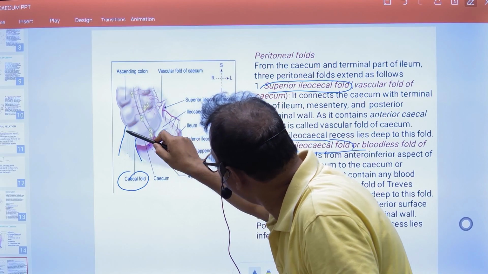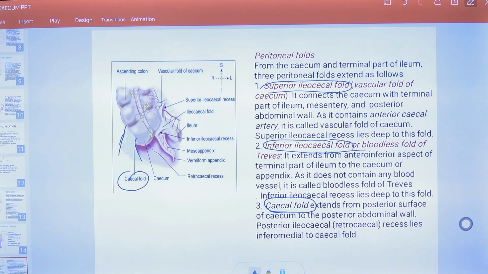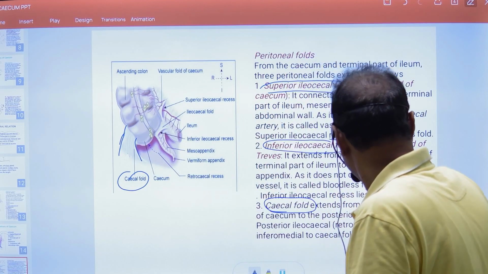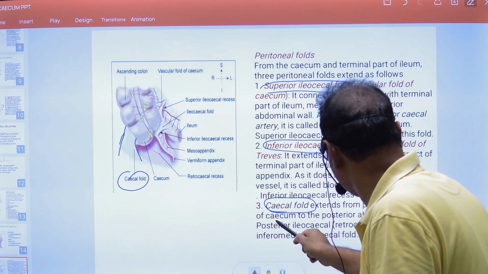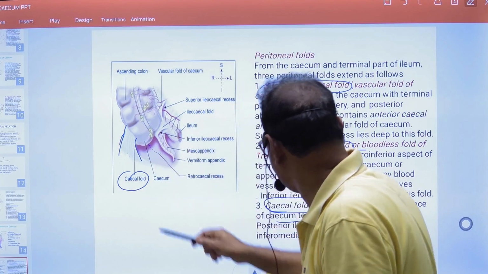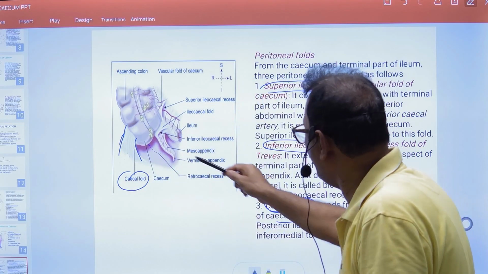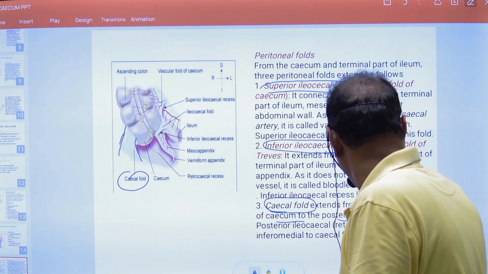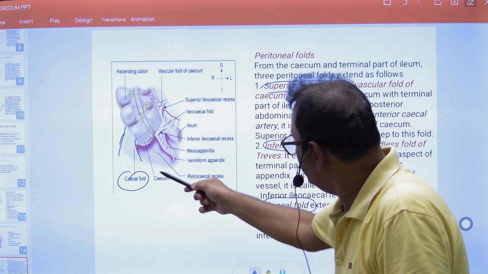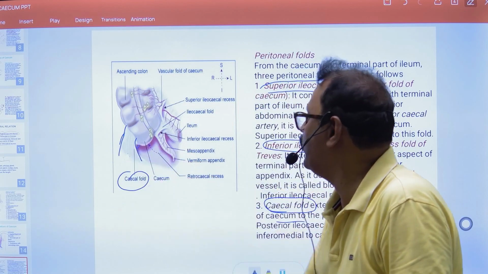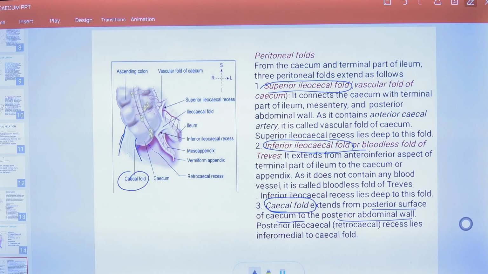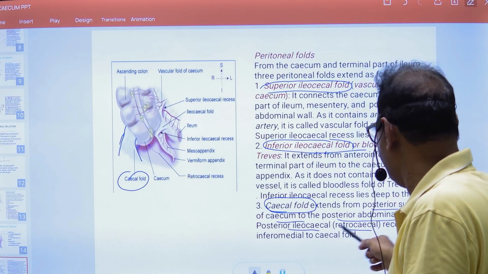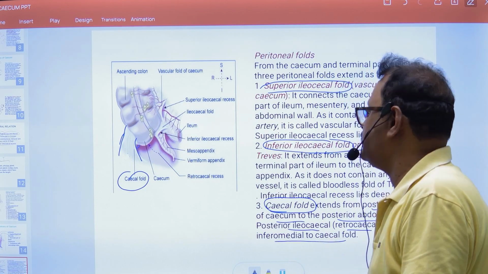This is the mesentery of the cecum, by virtue of which it is closer to the anterior abdominal wall. It extends from the posterior surface of the cecum to the posterior abdominal wall. Since it is the cecal fold, the retrocecal recess will lie beneath it. So we will find the posterior ileocecal or the retrocecal recess lying inferomedial to the cecal fold.